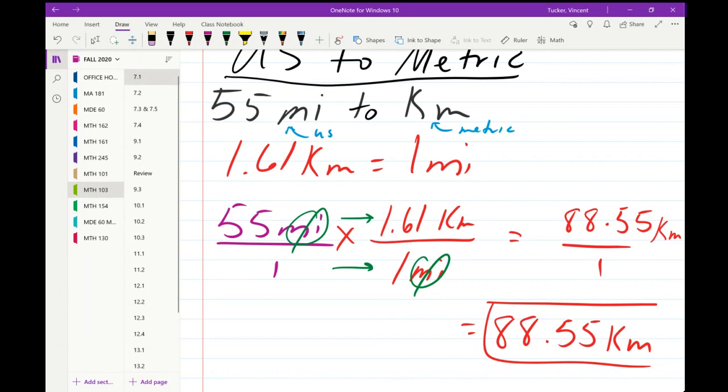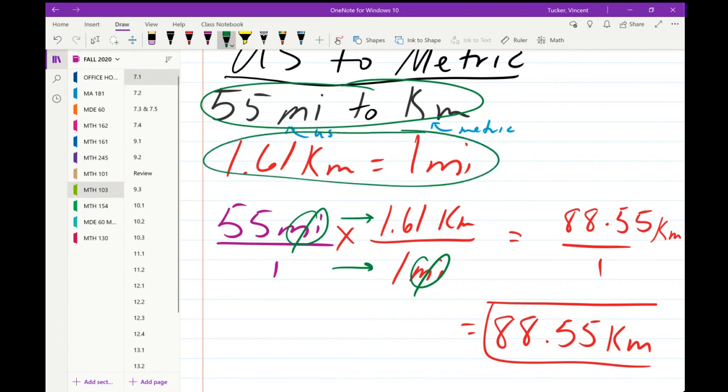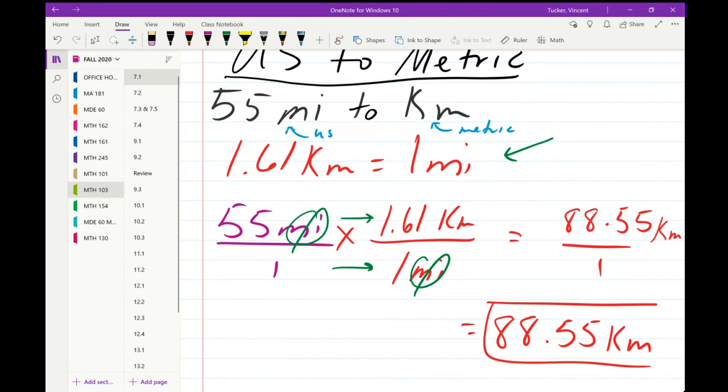I got this problem from the book as an example, and the conversion factor was in the book as well. Now, this conversion factor you can get from anywhere. Like I said, if you were to ask Siri how many kilometers in a mile, she should give you that. Or if you ask how many miles in a kilometer, this relationship would be a little different, but the calculation would end up giving you the same answer.